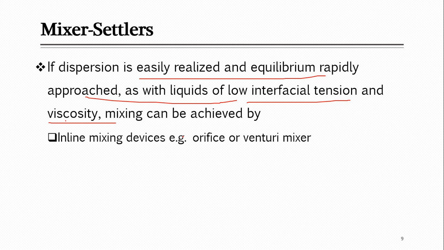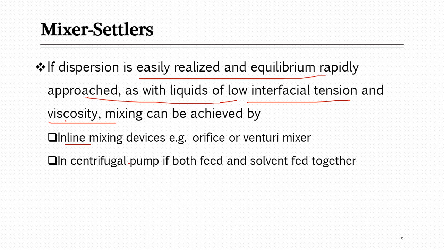So in such cases you can use simple structures or equipment, like inline mixing devices. Inline mixing devices mean inside the line: suppose there is one pipeline through which these two liquids are passing. If you just pass them together through that line, and there is some orifice or venturi type structure inside it, definitely when there is an orifice or venturi, it will create some turbulence there, and due to that mixing will take place between these two.